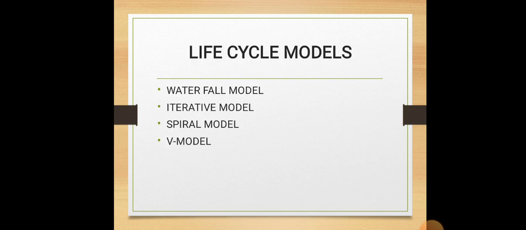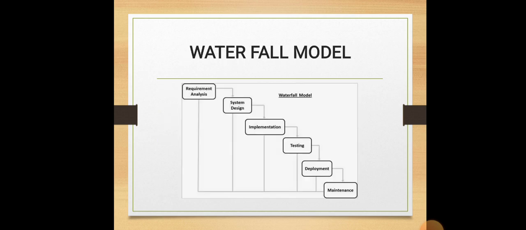And life cycle models. We have many models in the software development life cycle. The first one is the waterfall model. It is divided into phases, and the output of the initial phase becomes the input for the next phase. The requirement analysis output becomes the input for system design, and the system design output becomes the input for implementation. That is how it works. That is the waterfall model.